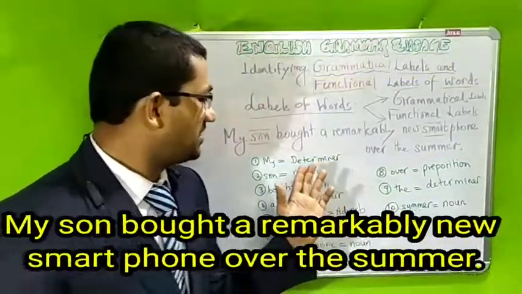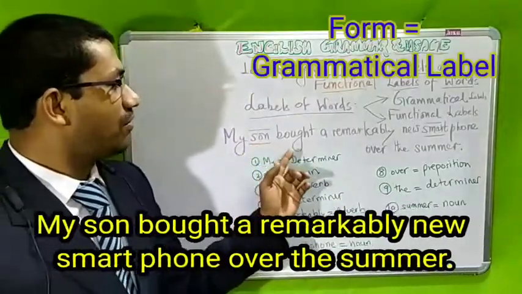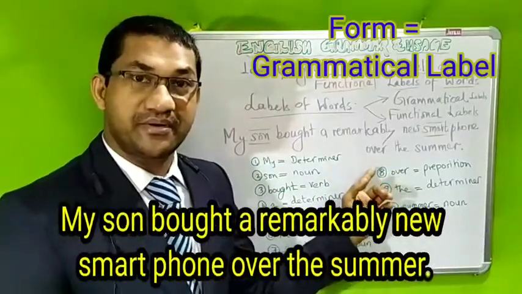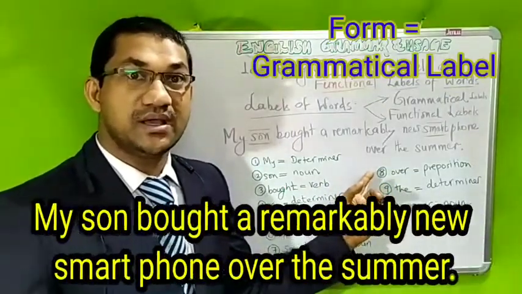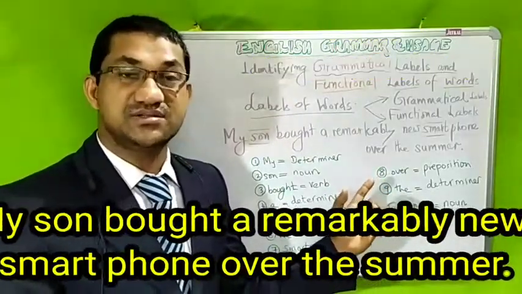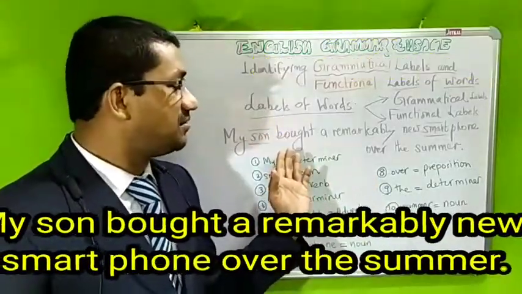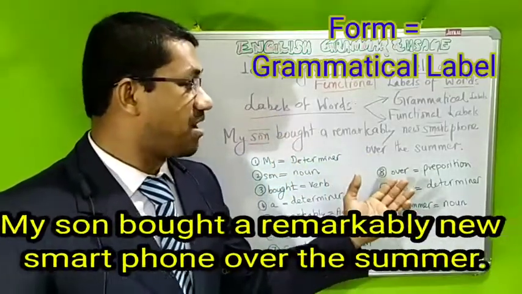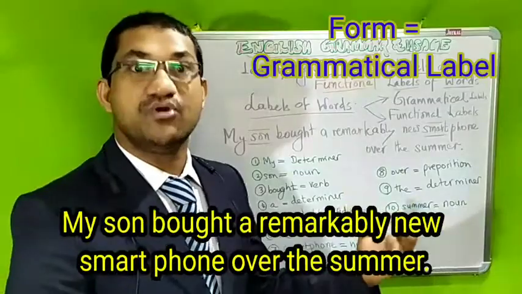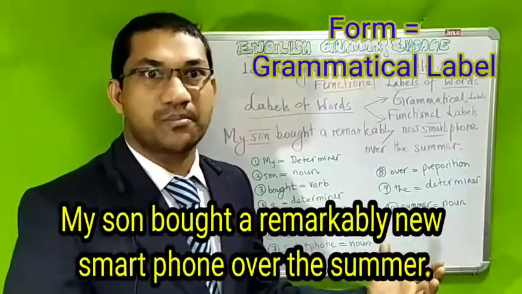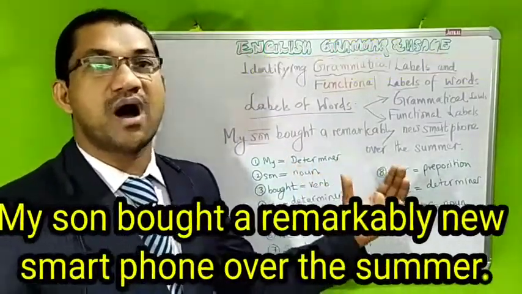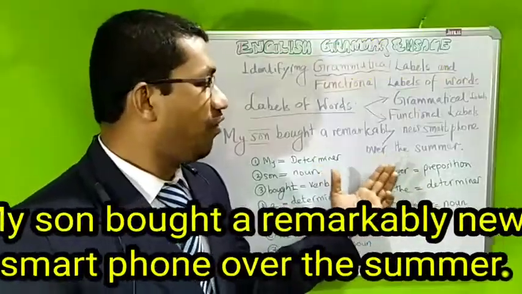We have the sentence: My son bought a remarkably new smartphone over the summer. It is rather a long sentence. Let's understand the meaning of the sentence. It's easy to understand. My son bought a remarkably new smartphone over the summer. Over the summer refers to during the summer period, like different seasons, the summer season, right?